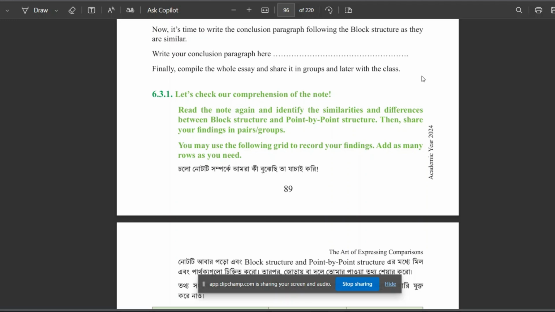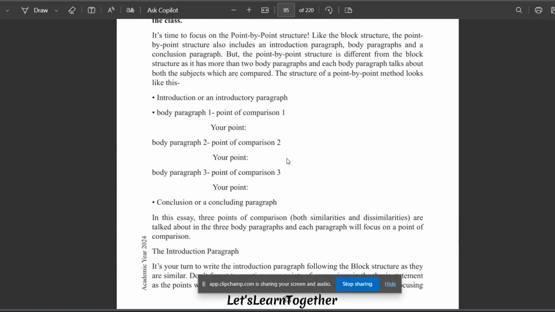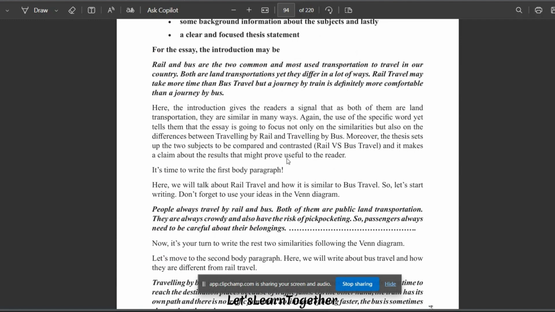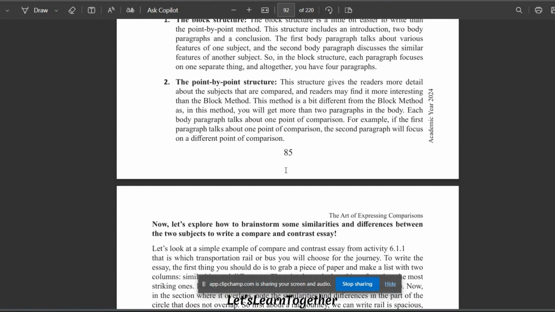Learn together. So today we will be solving activity 6.3.1 of class 9's English book, which is on page 89. Now, before solving this activity, we have to go through the previous discussion on which that activity is based.